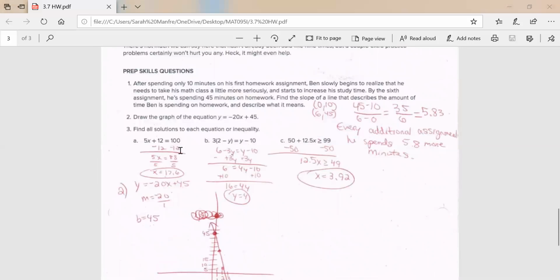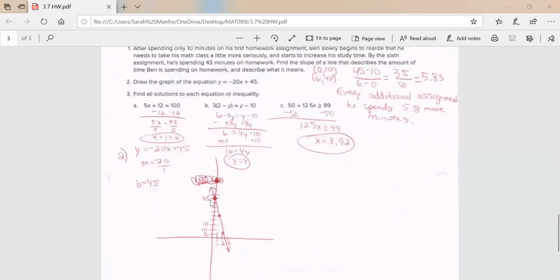And then here are the answers to the prep skills. When you're solving these equations, it's really important that you know how to do that. Some of these are equations, some of these are inequalities. The graph for number 2 is shown down here. It started at 45 and it went down 20 over 1, down 20 over 1.